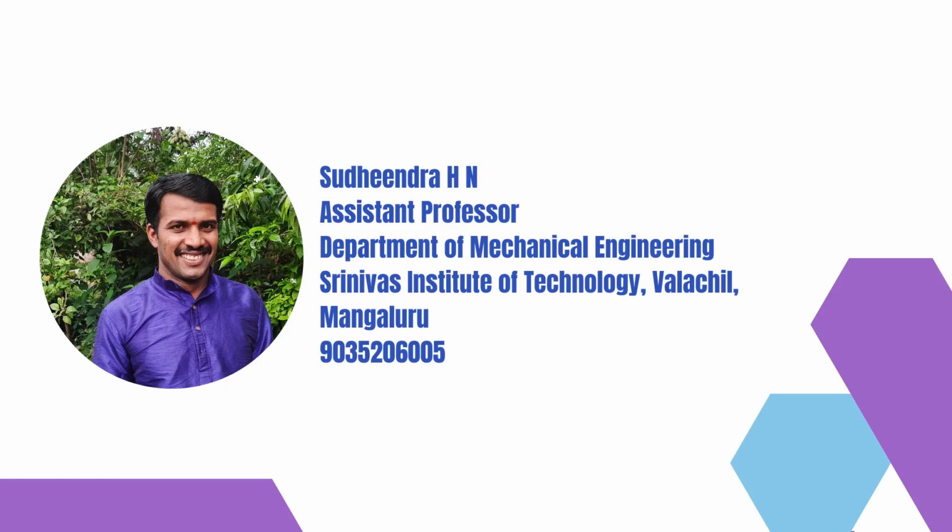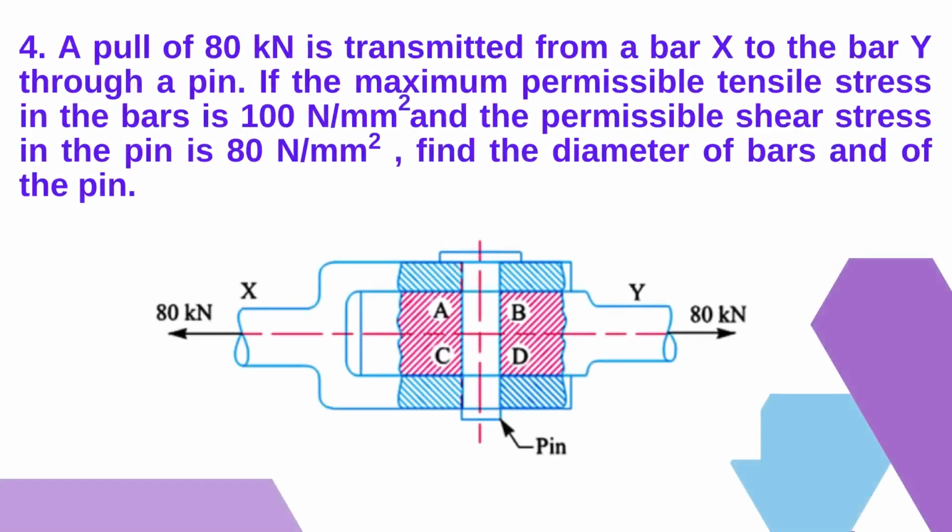With this, I will solve one of the problems from stress analysis in DME. The problem statement goes like this. A pull of 80 kilonewton is transmitted from a bar X to the bar Y through a pin. If the maximum permissible tensile stress in the bars is 100 Newton per mm square and the permissible shear stress in the pin is 80 Newton per mm square, find the diameter of the bars and of the pin.